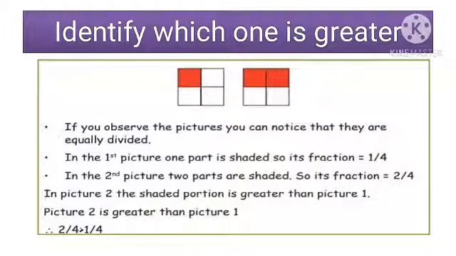Next, identify which one is greater. Greater means bigger. Now look at both the images. If you look, both the images are the same. They have given a square. Both the images are cut into 4 pieces. Now look at the first image, only one part is shaded. Look at the second image, 2 parts are shaded. Using this we are going to find out which one is greater.